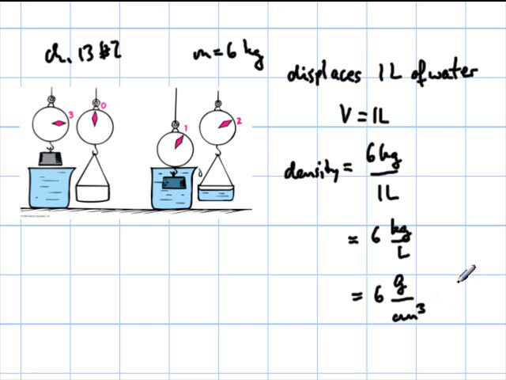The reason is that there's 1,000 grams in the kilogram and there's 1,000 cubic centimeters in the liter, so the two conversion units cancel each other, and that's why we come up with the same number here. So 6 grams per cubic centimeter.